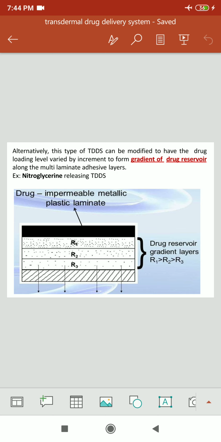An alternative of this device is modified, in which a gradient of the drug reservoir is generated, and an example is nitroglycerin release. Here the impermeable membrane is black in color. Now R1, R2 and R3. Gradient means the drug concentration level varies as the drug is delivered. R1 has more concentration of the drug, R2 has less, and R3 has even less.